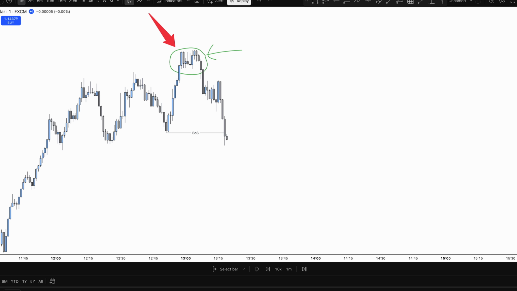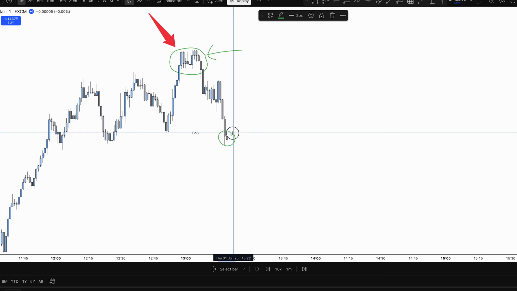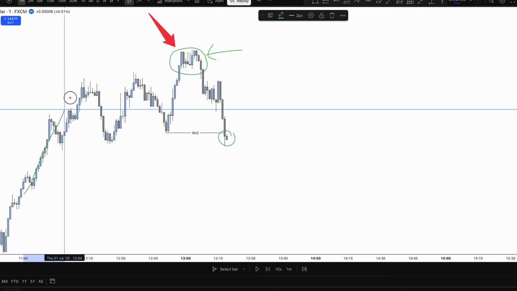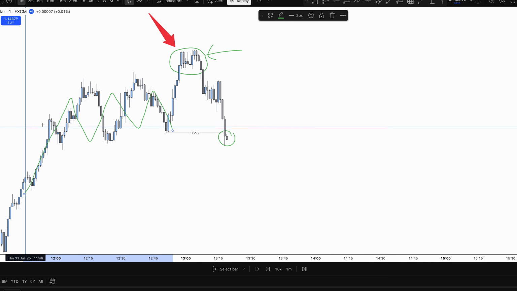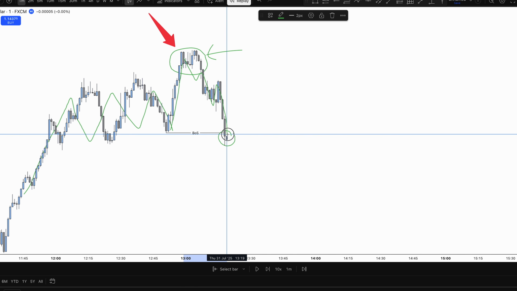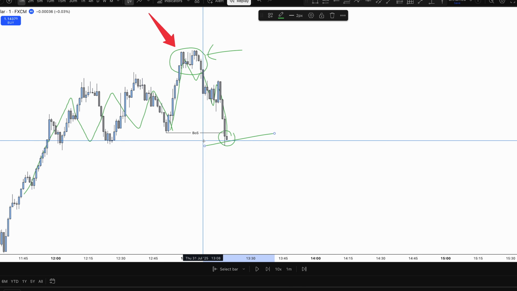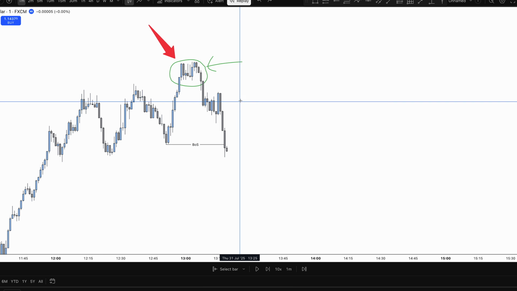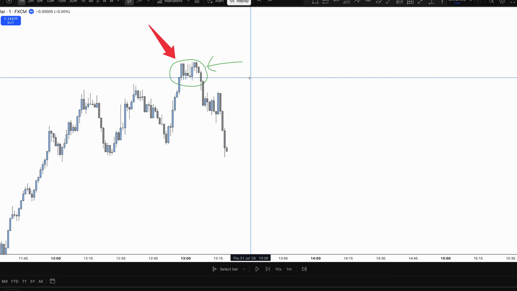This is basically where we confirm that this is a distribution and not a reaccumulation or continuation or standard range. Because we see flat line, that's basically equal buyers and sellers, final attempt from buyers, taken over by clear control from sellers, and then closure under a structural low, proving that sellers now dominate this market. Now what you would do from here is look for an opportunity to sell.